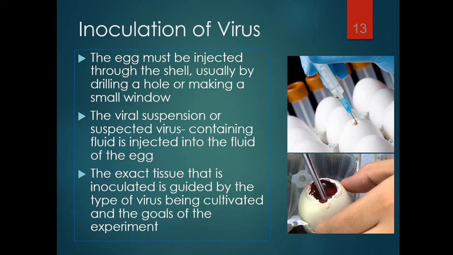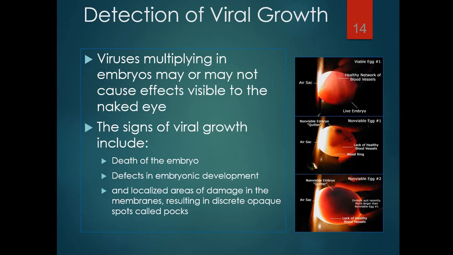The exact tissue that is inoculated is guided by the type of virus being cultivated and the goal of the experiment. What kind of goal, and what kind of virus we want to inoculate or cultivate: these things are very important during the inoculation. Let us see what kind of virus is inoculated into which part of the egg.